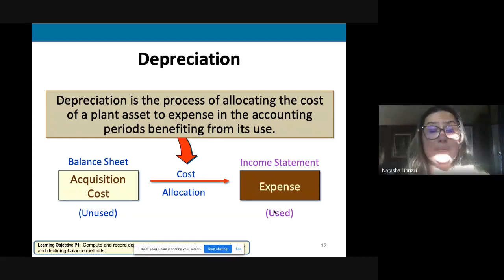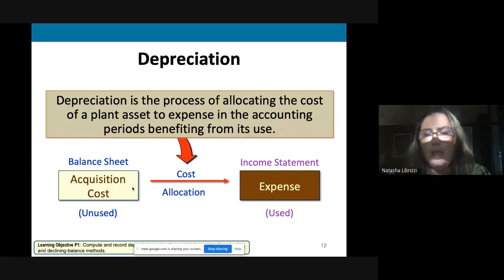So a couple things. Once we book an asset we purchased, we always book it at the cost we bought, so acquisition cost. Then we look at how long we're going to use the asset. So let's say it's 5 years. Now the cost we bought, we have to spread over the time of use.